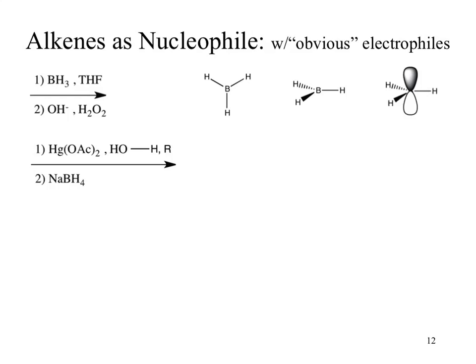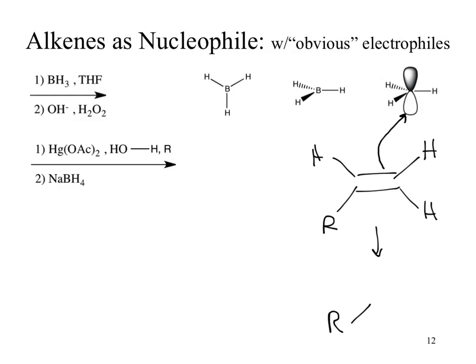Electrons. So what happens in the case of BH3? Our alkene can share its electrons with the boron, and we end up generating a new species. In the process of that reaction, the boron now has too many bonds, so it shuttles a hydrogen back the other direction.